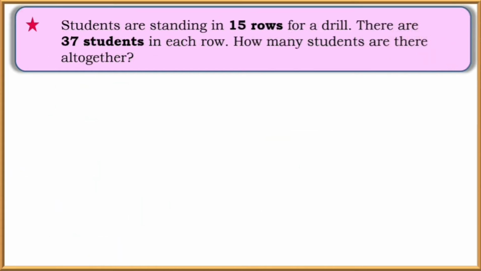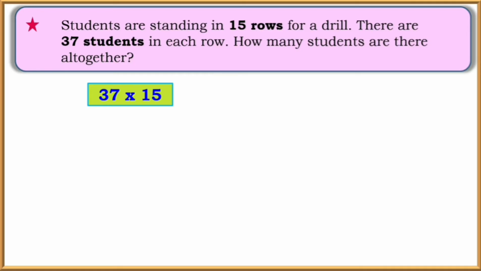Now students are standing in 15 rows for a drill. There are 37 students in each row. How many students are there altogether? Now children, there are 15 rows and each row has 37 students. Now here we have to find out how many students are there altogether. So to find out the total number of students, we have to do multiplication. So 37 multiplied by 15.